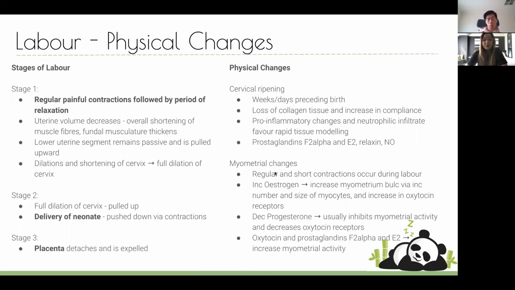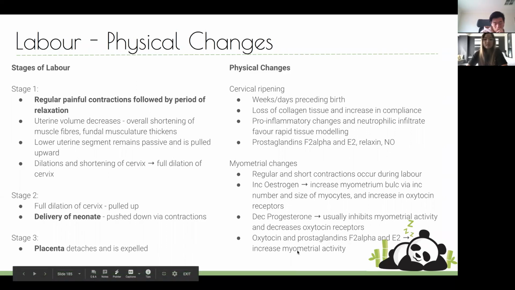And then you have myometrial changes. So you have short contractions, estrogen increases myometrial bulk, increases oxytocin receptors, and decrease in progesterone takes away the initial inhibitory effect of progesterone on myometrial activity. And oxytocin and prostaglandins increase myometrial activity as your uterotonins.